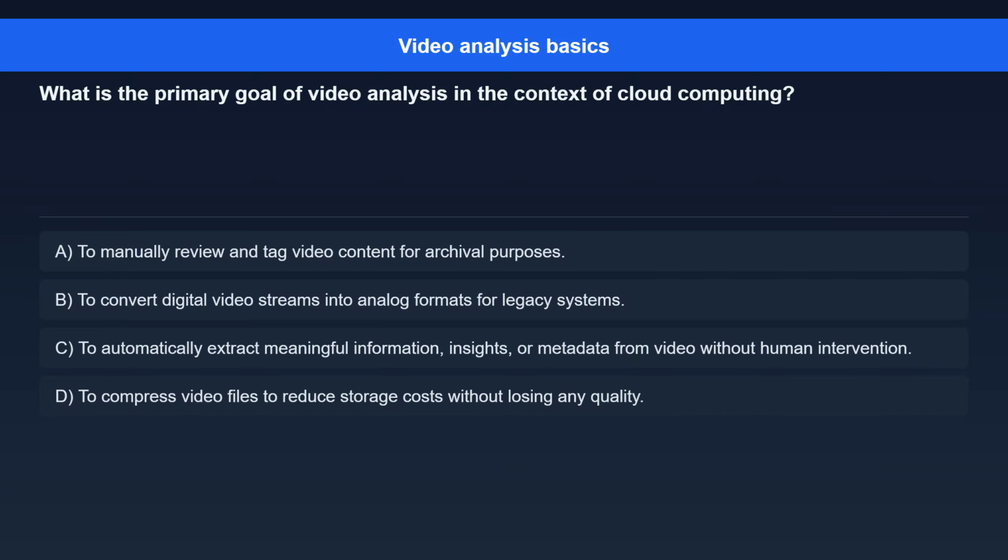Question 7. What is the primary goal of video analysis in the context of cloud computing? Option A. To manually review and tag video content for archival purposes. Option B. To convert digital video streams into analog formats for legacy systems. Option C. To automatically extract meaningful information, insights, or metadata from video without human intervention. Option D. To compress video files to reduce storage costs without losing any quality.